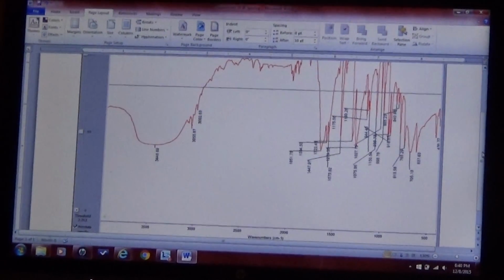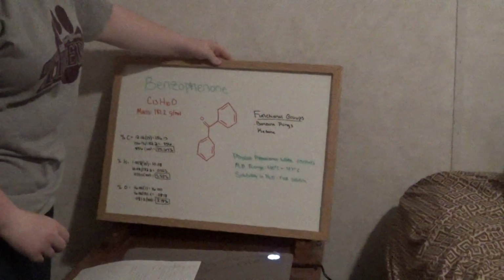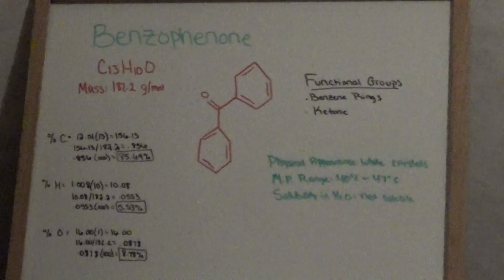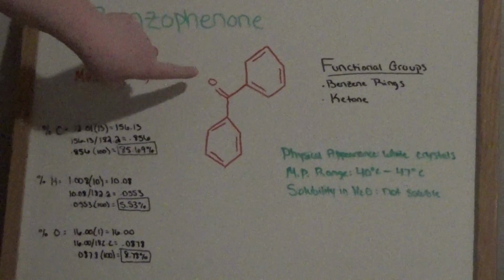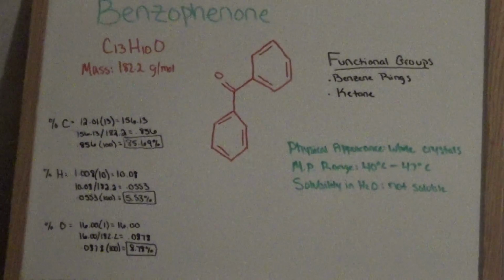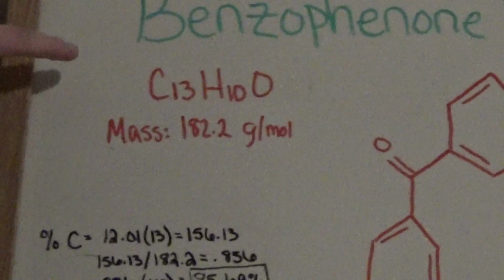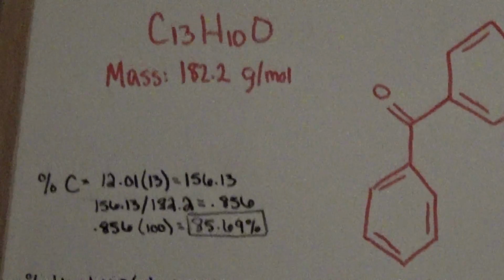So after the interpretation of the IR spectrum, testing the melting point and the solubility, the unknown compound was found to be this. Benzophenone. This is the structure of benzophenone. It's two benzene rings and a ketone right here, which are the functional groups. Its mass is 182.2 grams per mole, and it has 13 carbons, 10 hydrogens, and 1 oxygen.